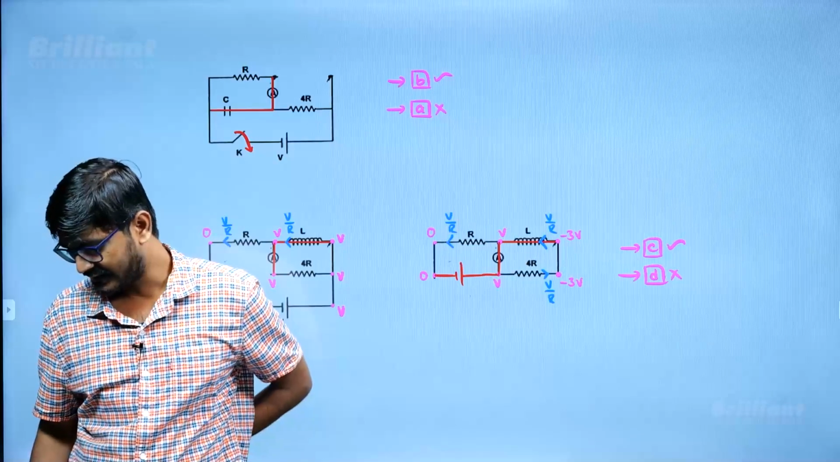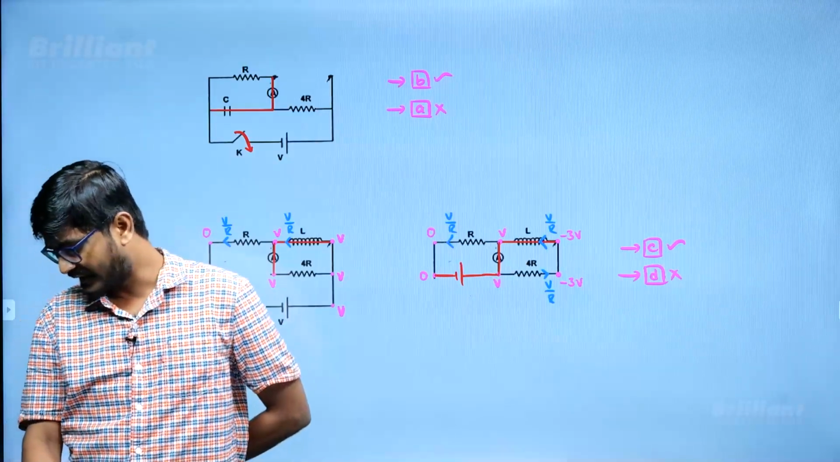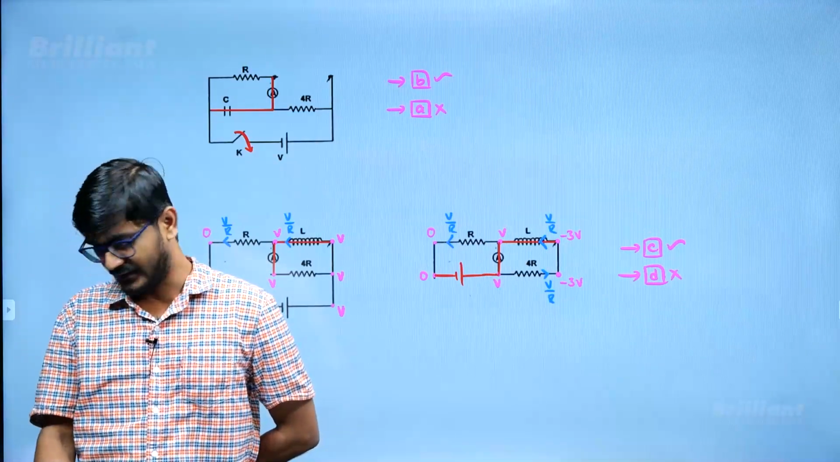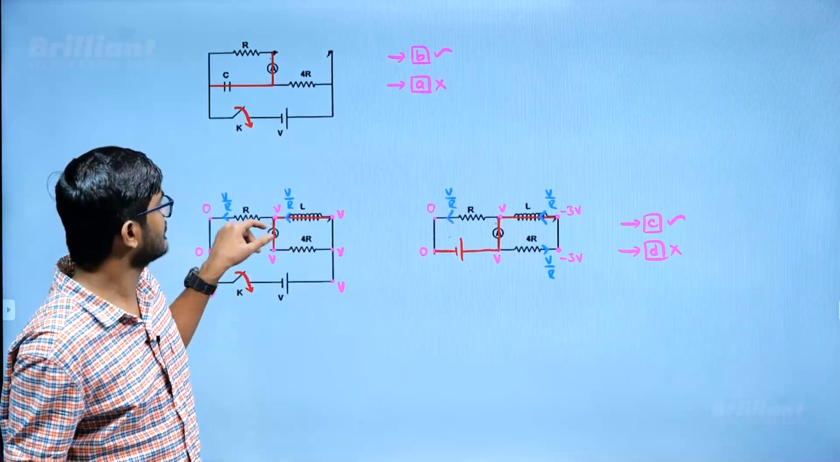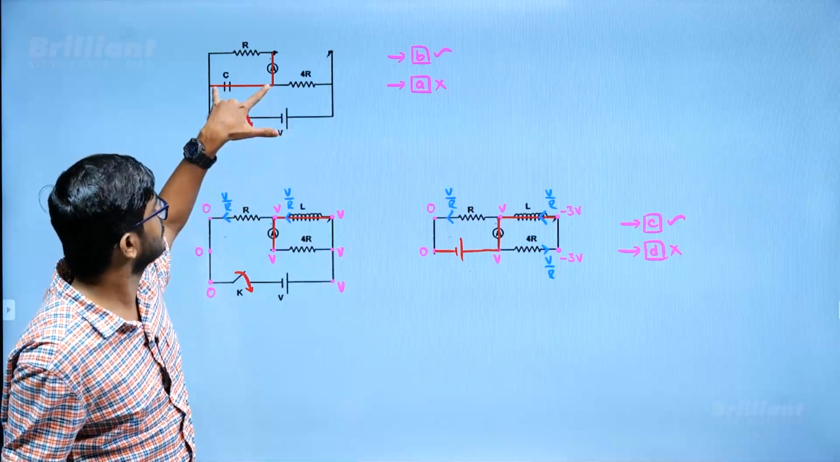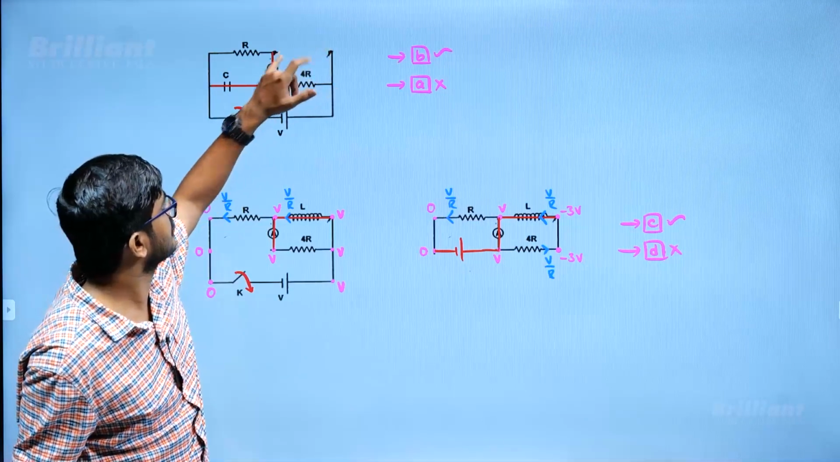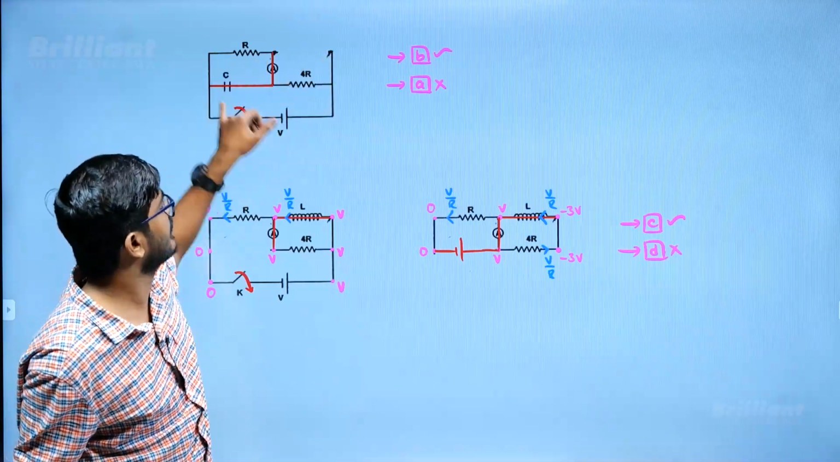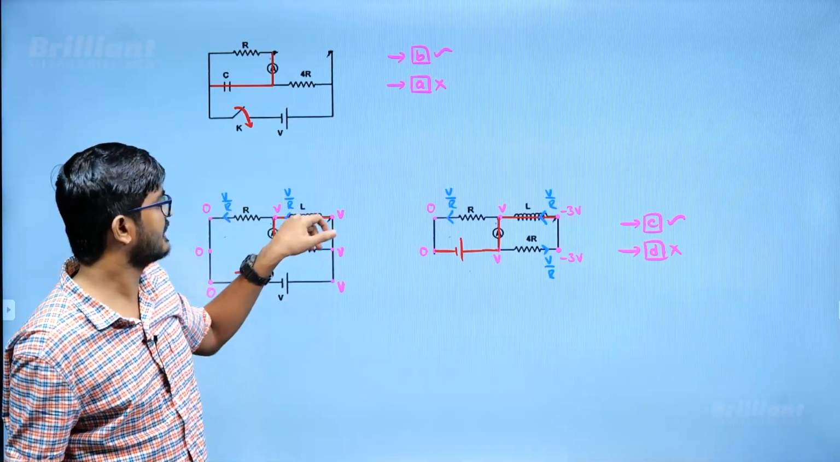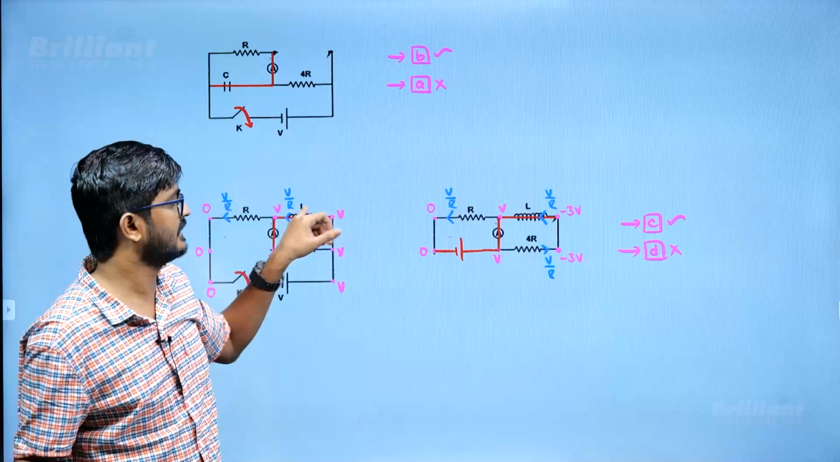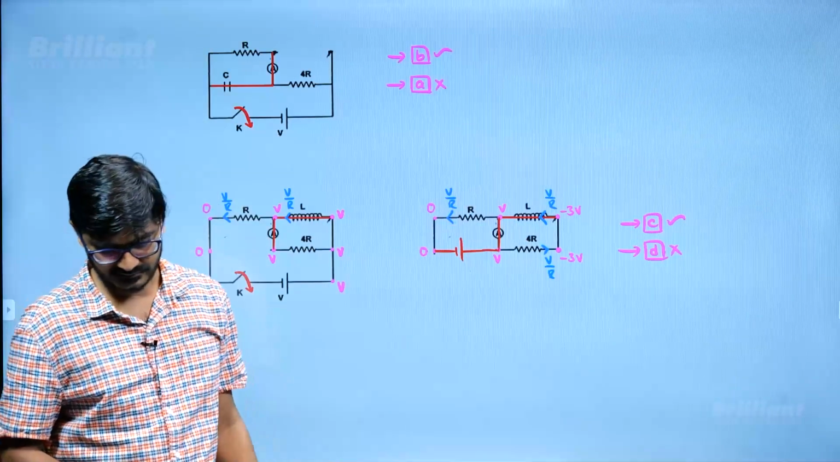Now what about the next case? When key is kept closed until a steady state is achieved, then key is opened. So once the steady state is achieved, this will behave like open and this will behave like short. So what will be the current? Current is going to be V by R. Now when you are opening, what will happen? Current in the inductor won't change suddenly, it will still remain V by R only, right?